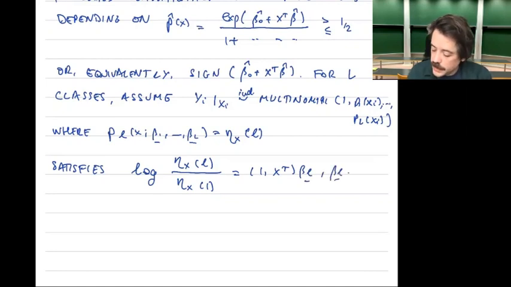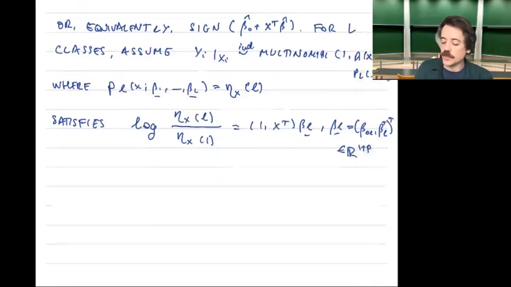So this beta L is beta 0 or beta, let's see. Yeah, okay, so let's say beta 0L and beta L transpose. So the only difference between the whole vector and the second part of the vector is the underline. And these guys are going to belong to R^(1+p).